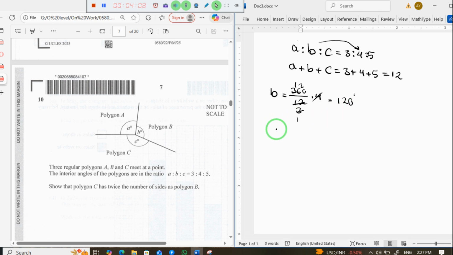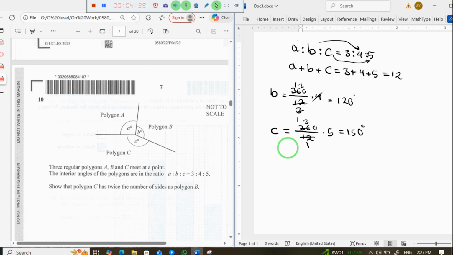Then we find the value of C in the same way: 360 divided by 12 multiplied by the ratio of C, which is 5. We simplify: 360 divided by 12 is 30, and 30 multiplied by 5 is 150. So the value of C is 150 degrees.